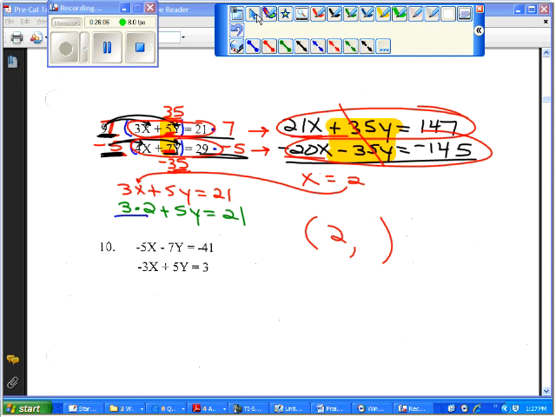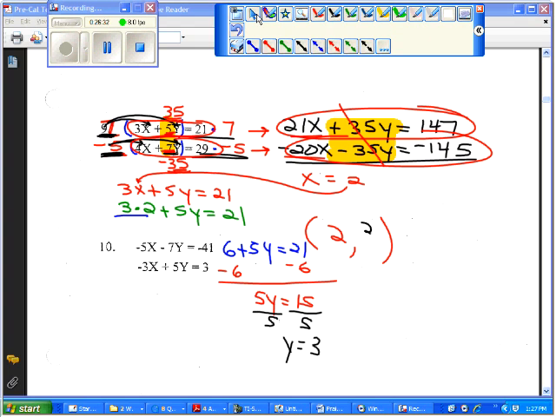You can actually do the 3 times 2 and get a 6. So we get 6 plus 5y equals 21. There's nothing else we can do to simplify, so it's time to undo. We're going to undo the 6 with a negative 6. You get 5y equals 15. Now we're going to undo multiplication by division, and we get y equals 3.